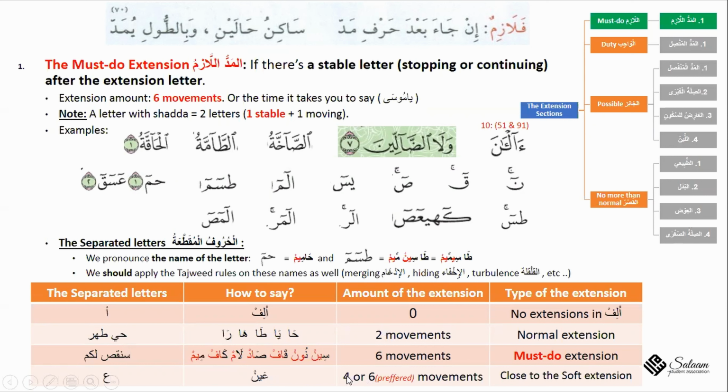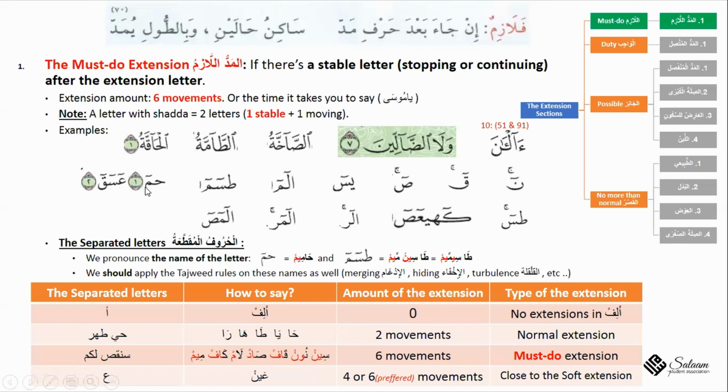Just take it now, four or six movements, and the preferred way is to do it six movements. So you can make Ayn the same extension as seen, Noon, Qaf, Sad, Lam, Kaf, Mim, if you don't want to confuse yourself. Yeah? And Ayn comes here and comes here.